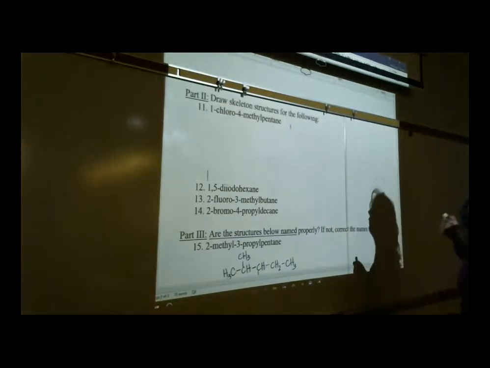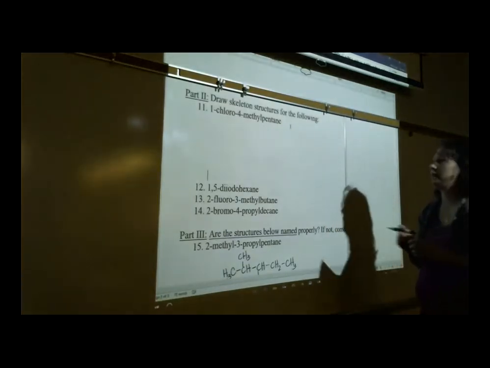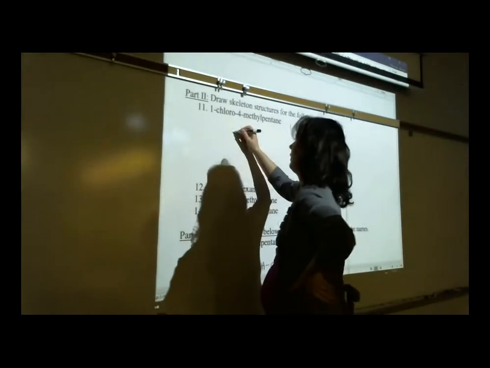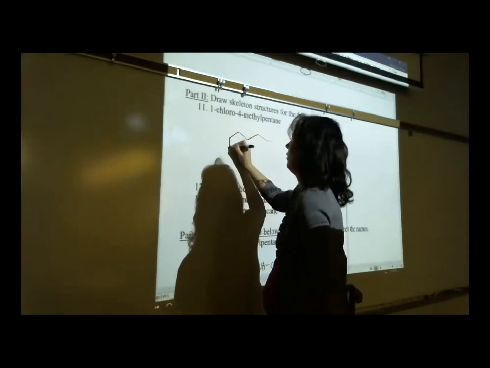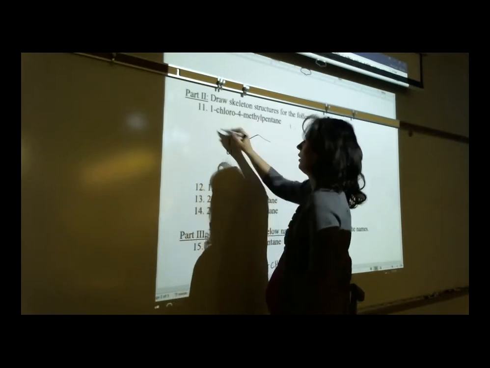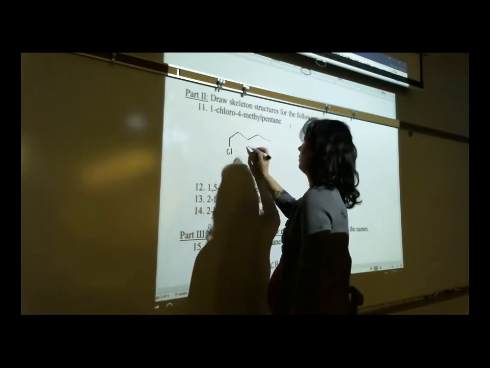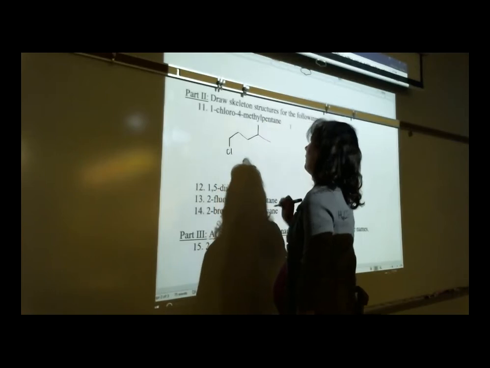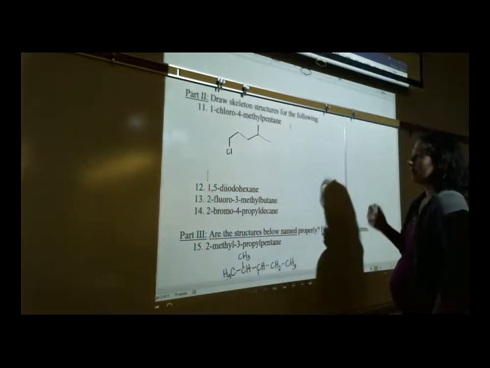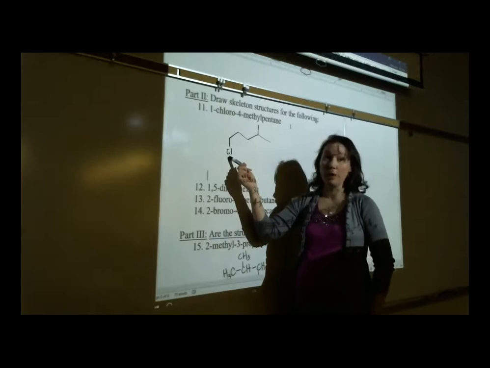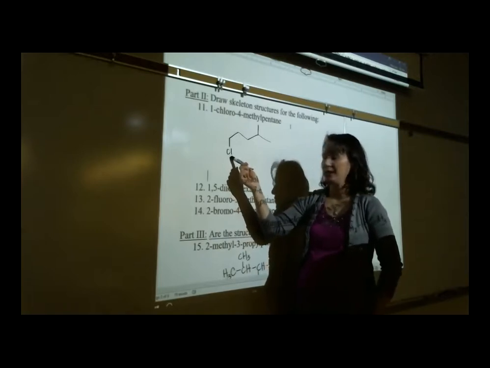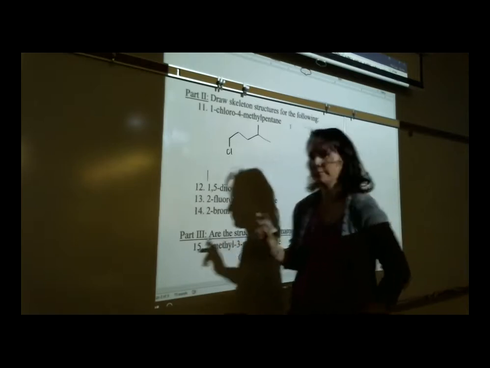Okay, draw skeletons for the following. So this is a pentane, so that's a 5-carbon chain, right? 1, 2, 3, 4, 5. 1 chloro. You could have drawn it going up that way too. 1, 2, 3, 4. 4 methyl pentane. Now you could have a chlorine on carbon 1, but could you ever have a methyl group on carbon number 1? No, that means that you just misidentified the parent chain.